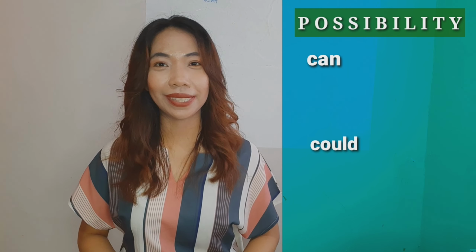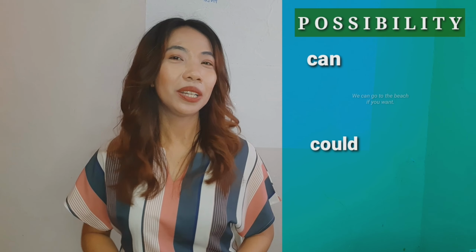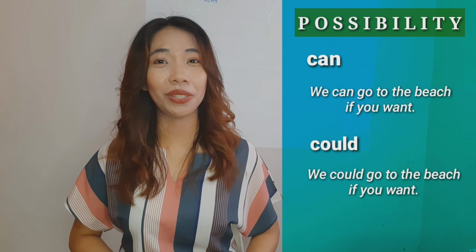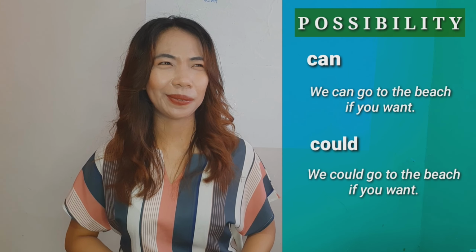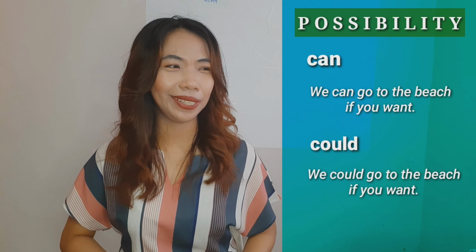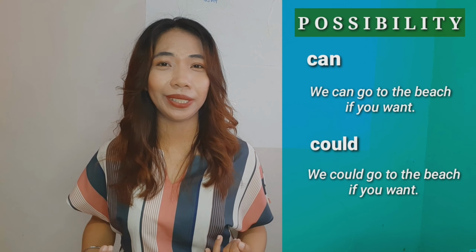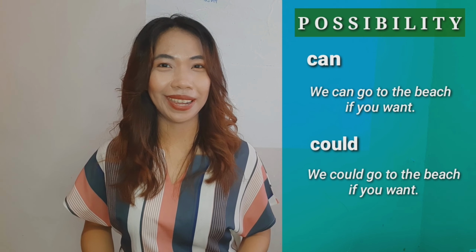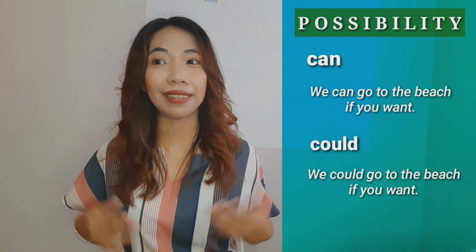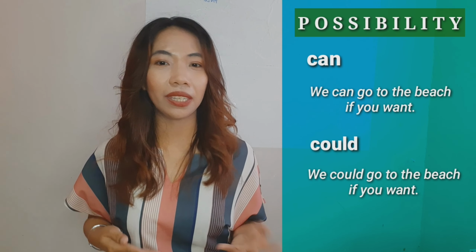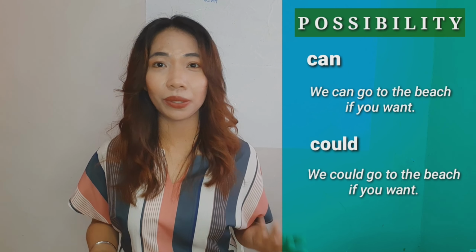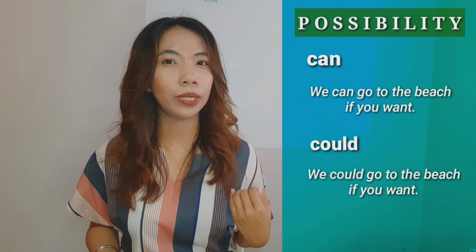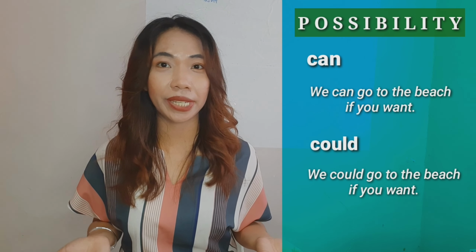Let's have another set of statements to show you the difference. We can go to the beach if you want, versus we could go to the beach if you want. Wait, what's really the difference here aside from can and could? Is there a difference in meaning? Yes, there is. For the first one, I am saying that this is a real possibility that we can really go there. It's possible for us to go there. For the second one, I doubt if we could actually go to the beach because of some reasons.